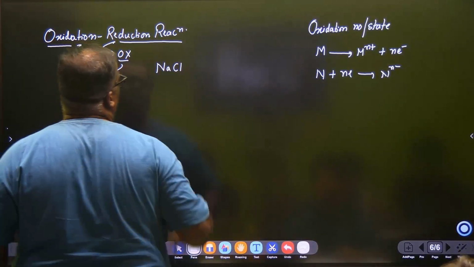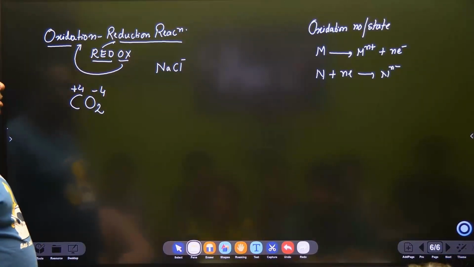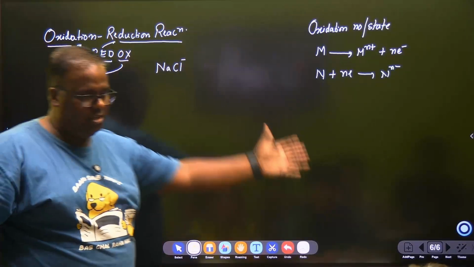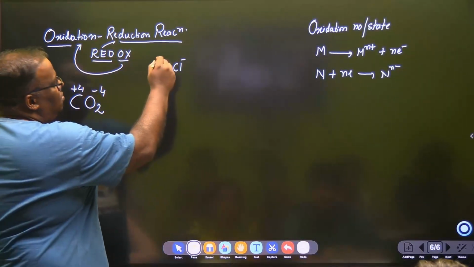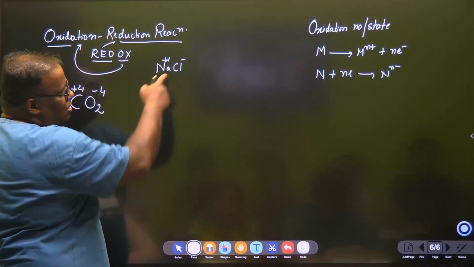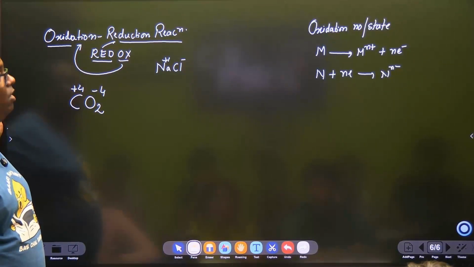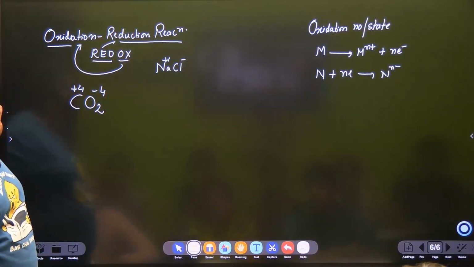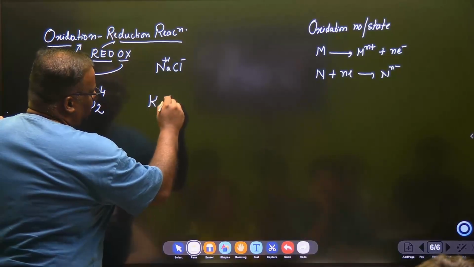Let's take another compound, NaCl. Oxidation state of chlorine is minus. This you should know. Chlorine is in group 17, so 2, 8, 7. Definitely sodium will be +1. So children, what is the oxidation state of chlorine? -1. What is the oxidation state of sodium? +1.